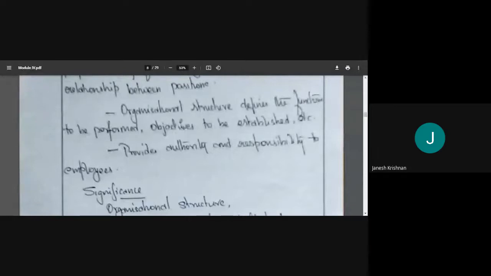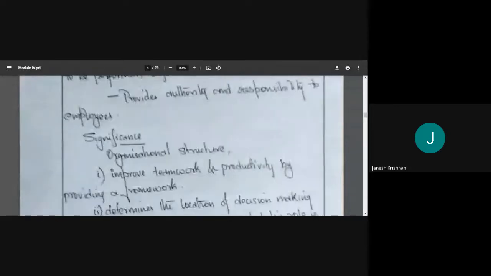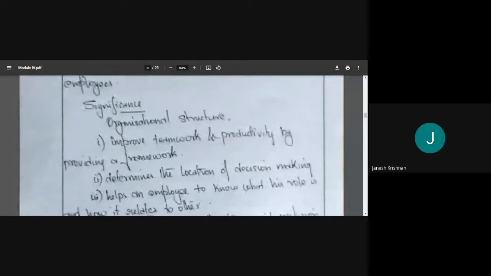Now, what is the significance of organized structure? It will improve the teamwork and productivity by forming a framework. As you said, we have 10 different guides, so 10 different people and 10 different approaches. All 10 guides will be coming from different backgrounds. Someone would have studied in 10 different colleges across the country, or maybe across the world. They will be following what they studied. That is 10 different approaches for the class as a whole.